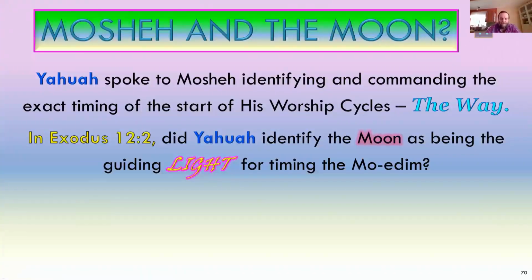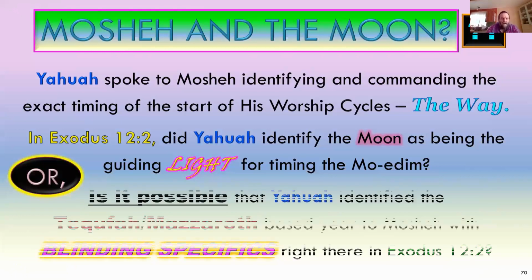Moshe and the moon. Moshe is one of those characters that everybody points to in Exodus 12:2 and says, there's the proof that Moshe tells us to go by the moon. So let's look at it. Does Exodus 12:2 really indicate that we need to go by the moon? Let's go. Yahuwah spoke to Moshe, identifying and commanding the exact timing of the start of his worship cycles. In Exodus 12:2, did Yahuwah identify the moon as being the guiding light for timing the Moedim?